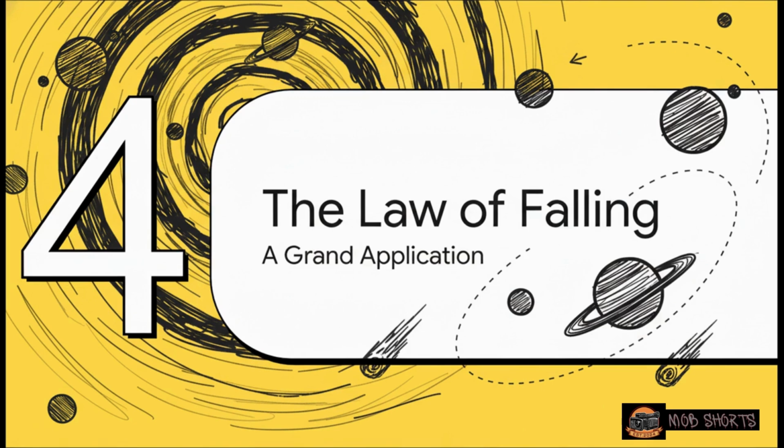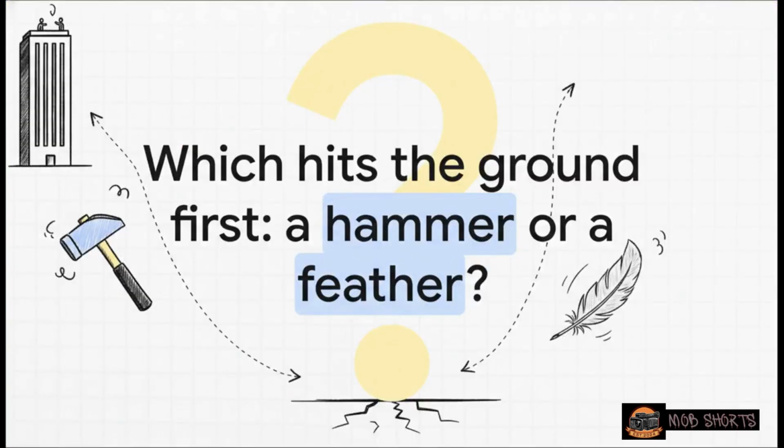Let's put all these ideas together now and look at one of the most beautiful and universal examples of motion there is, the law of falling objects. So let's start with a classic physics question. If you drop a heavy hammer and a light little feather at the exact same time from the same height, which one is going to hit the ground first?